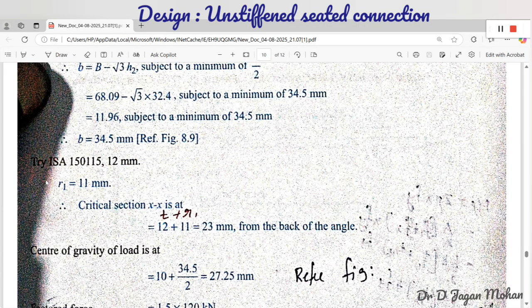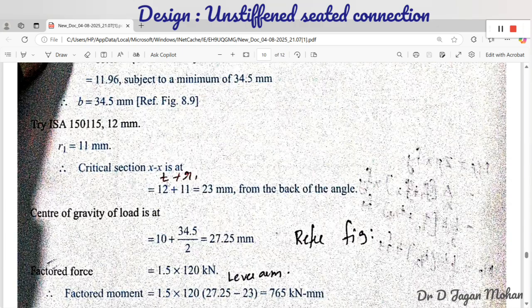Now we will try with Indian standard angle of size 150 by 115. One leg is 150 mm, other leg is 115 mm, thickness is 12 mm. The root radius, you can get this one from steel tables, 11 mm. Critical section you have to consider. Critical section is T plus R1, thickness of the flange, it is 12 mm here, and radius of this Indian standard angle R1 value from the steel tables you have to consider. This is going to give 23 mm from back of the angle.